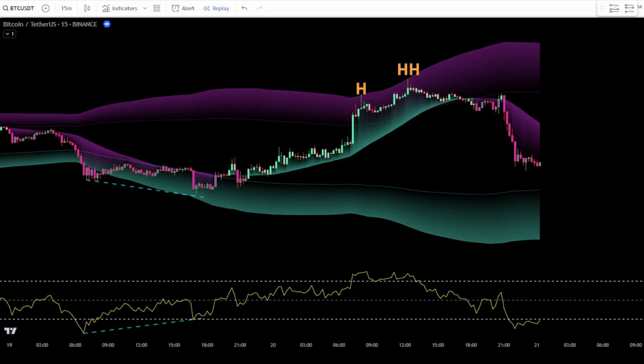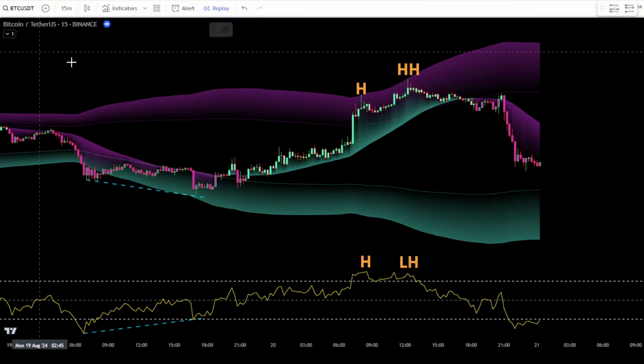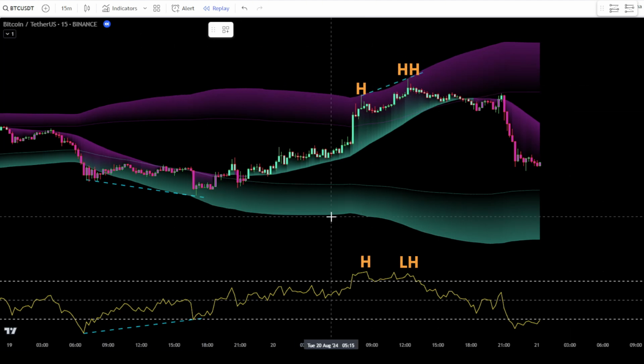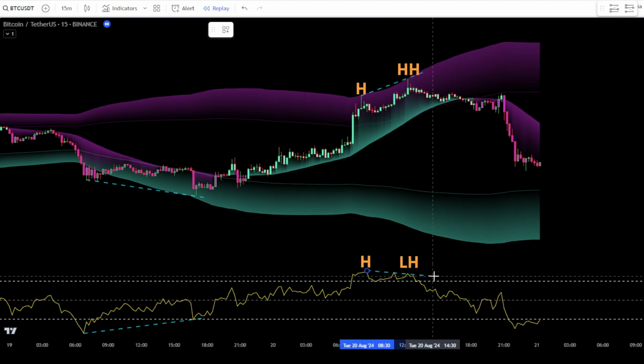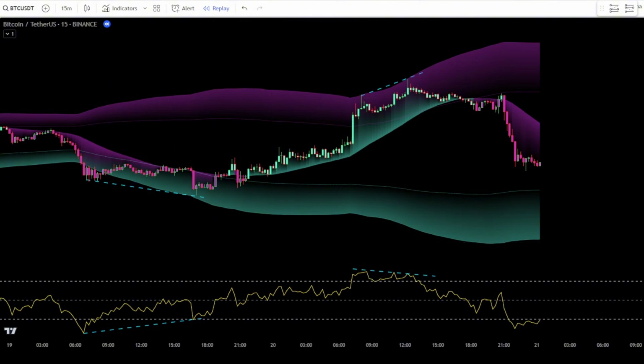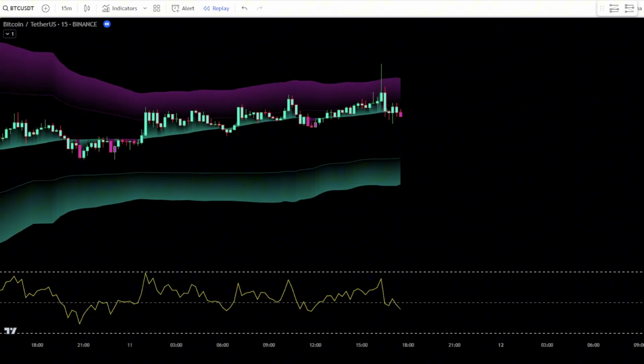On the other hand, a bearish divergence occurs when the price forms a higher high or a new highest point, while the indicator forms a lower high or a new high point lower than the previous high. Now, let's discuss how to place buy and sell orders using these two indicators. How to place a sell order.